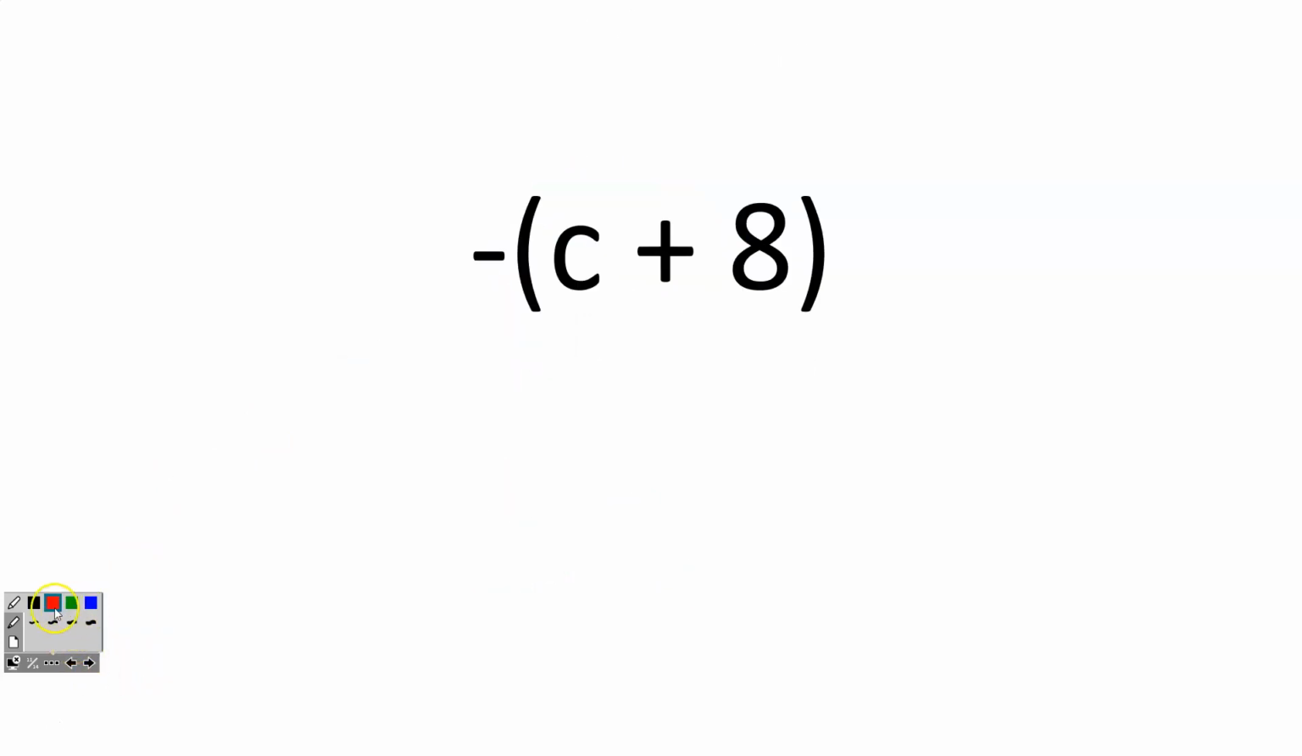So here we go. For this problem here, we have a negative. I can put my 1 right there to kind of help me out. There's my rainbow. A negative 1 times c would be a negative 1c. A negative 1 times a positive 8 would give me a negative 8.